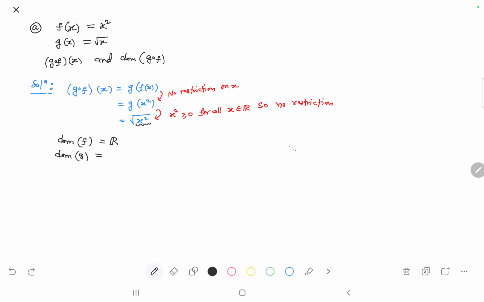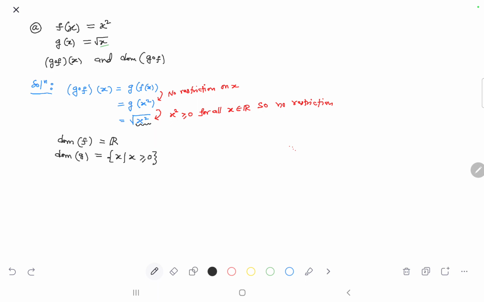Domain of G is all positive square root of x. So, in the place of x, which number can you put? Greater than zero. Exactly. So, all the numbers which are greater than or equal to zero, right? Non-negative numbers. Okay. That's fine.